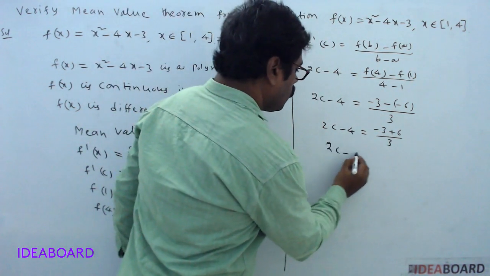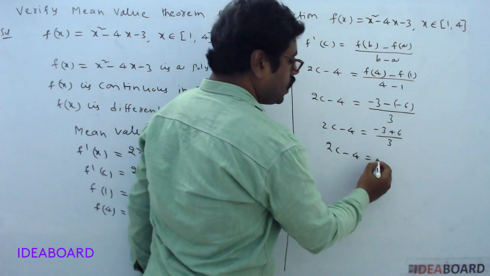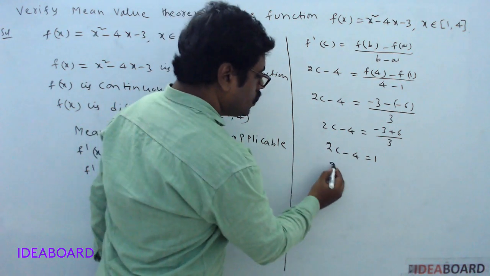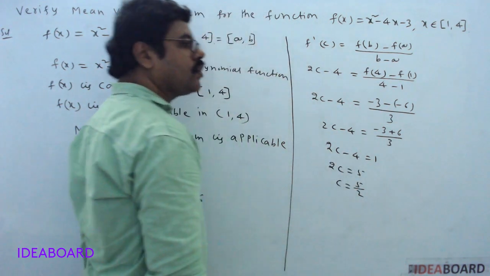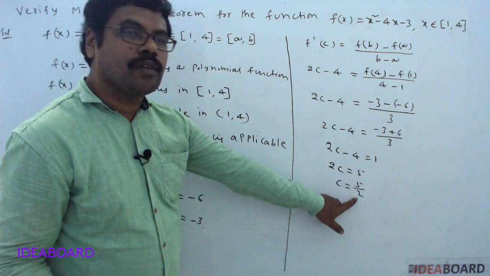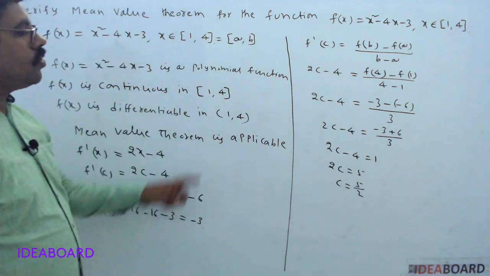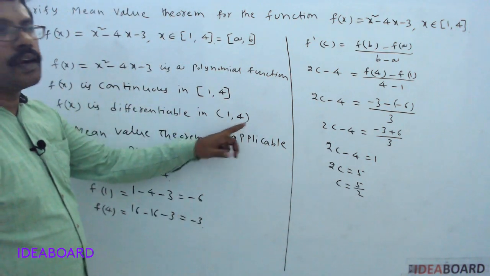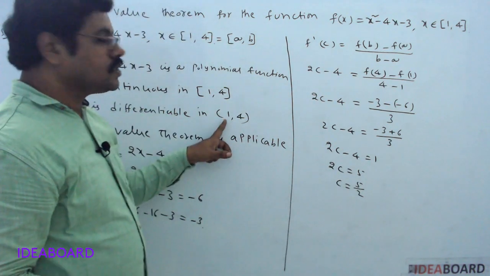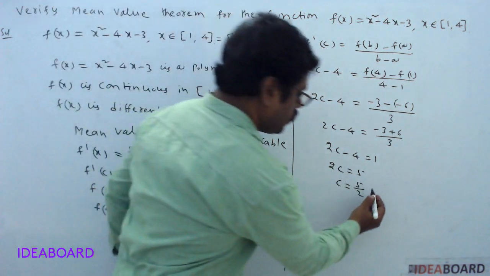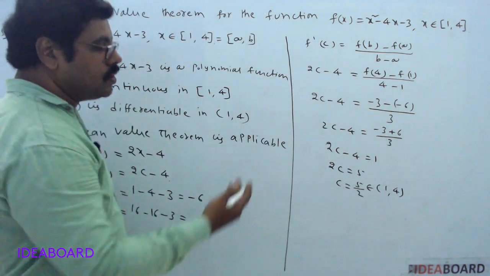Now 2c minus 4 equals, this is 6 minus 3, 3 upon 3, it should be 1. So 2c equals 5, c is equal to 5 by 2. 5 by 2 is nothing but 2.5. Now check whether this c value lies in the open interval 1 comma 4 or not. This is 2.5. Clearly this 2.5 lies in the interval 1 comma 4, so it belongs to the open interval 1 comma 4.